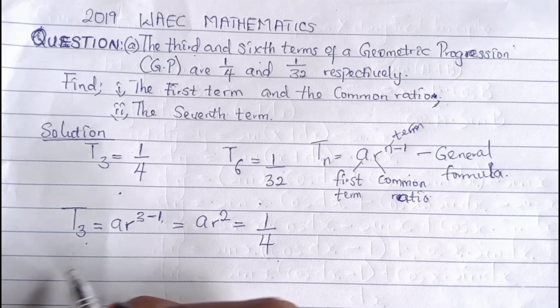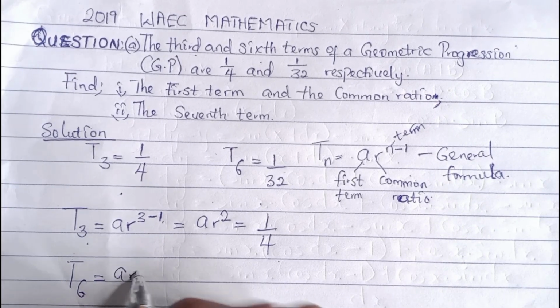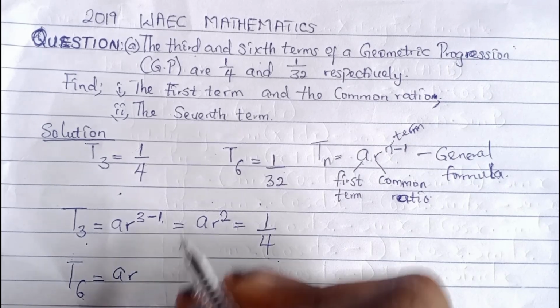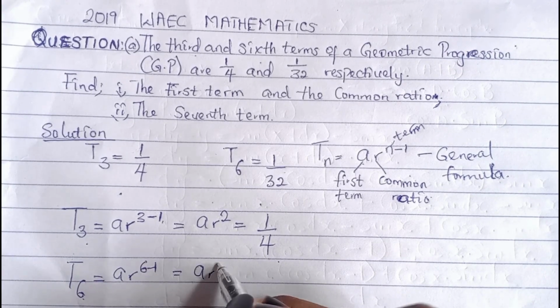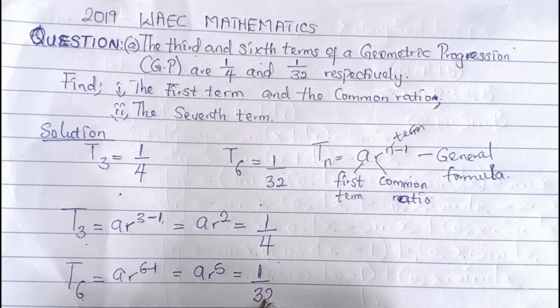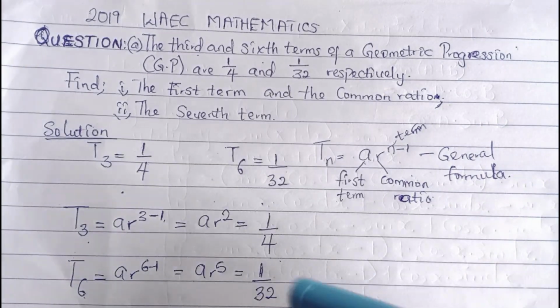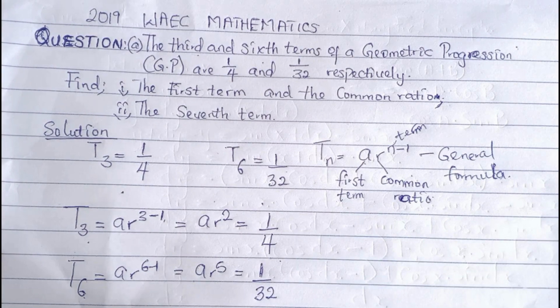Now the sixth term. Let's get the formula of the sixth term, which is AR. Here the term is 6, so 6 minus 1 gives AR raised to power 5, which is 1/32. So we have expressed the formula of our third term and the formula of our sixth term. Now it's time to go into the solution proper.